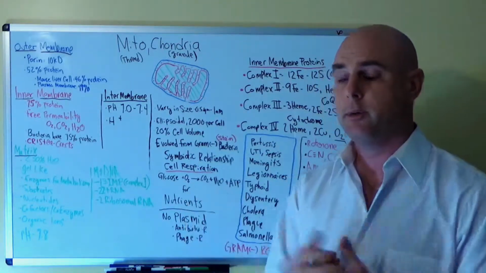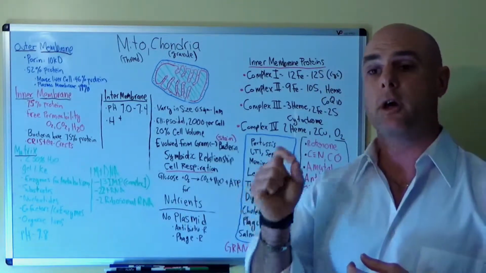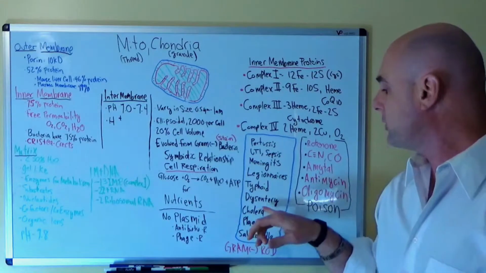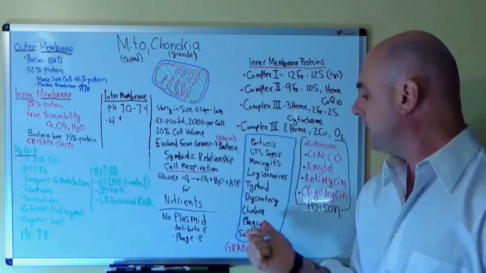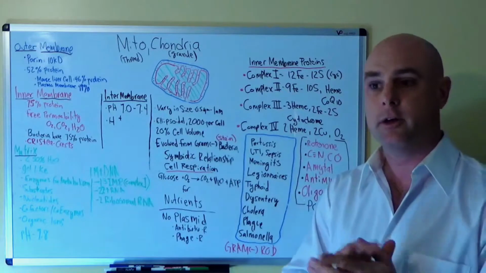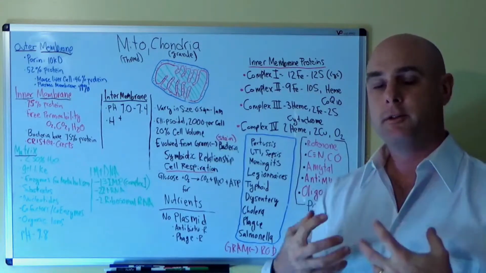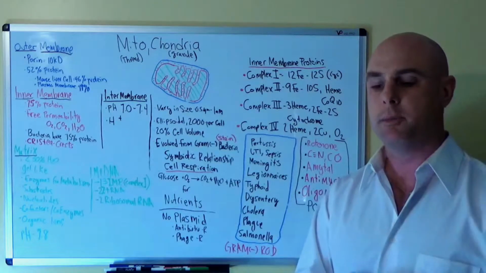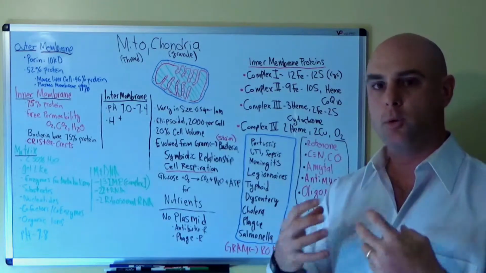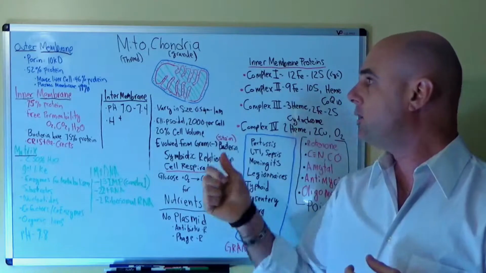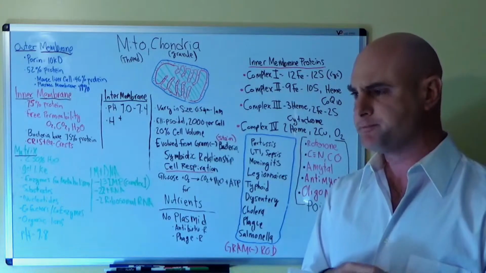And then probiotics are also going to help, because probiotics help keep other negative, pathogenic, or opportunistic bacteria from developing colonies in our bodies. So you want to get some probiotics to also help maintain your mitochondrial health.